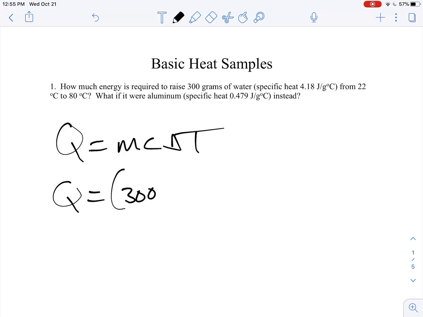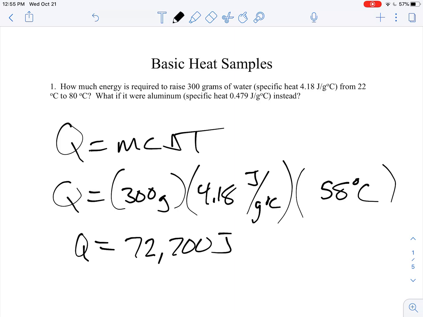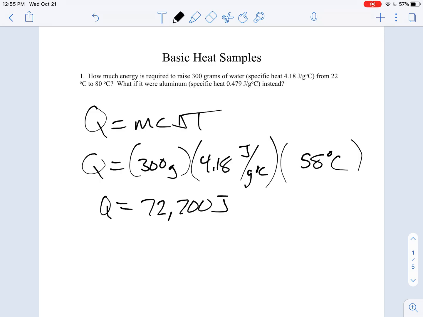I've got 300 grams of water. I've got a specific heat capacity of 4.18 joules per gram degree Celsius, and a temperature change of 58 degrees Celsius. Then my Q is going to be 72,700 joules, or if you prefer kilojoules, because once those numbers start to get very big, they use the metric prefixes, it's going to end up being 72.7 kilojoules.